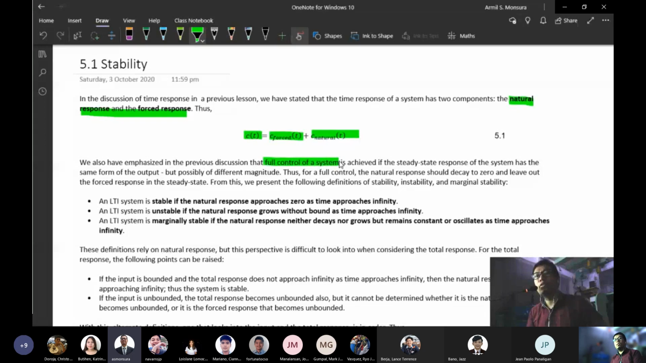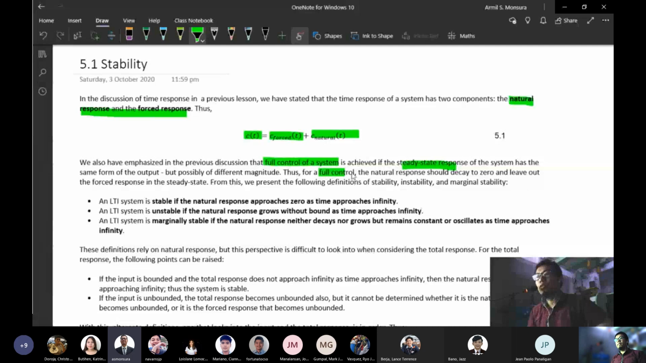Ibig sabihin kapag yung system ninyo is under a state na nakokontrol talaga natin siya, is achieved if the steady state response of the system has the same form as the input. Meaning, kung ang ating input ay step, dapat ang output natin should be a constant, or has a constant steady state response, but possibly of different magnitude. Pwedeng iba yung level niya.